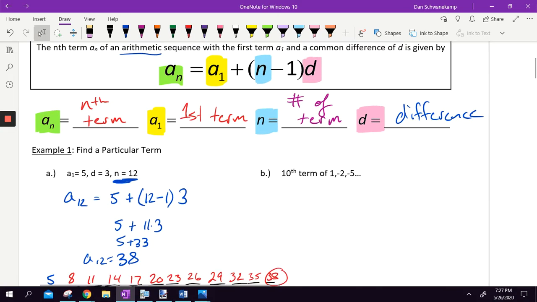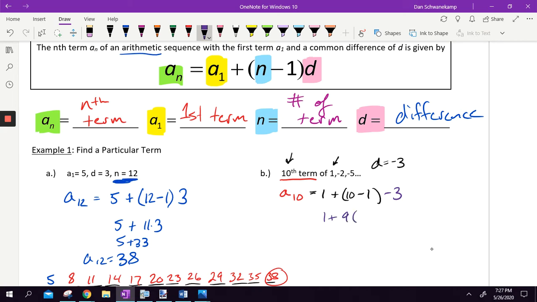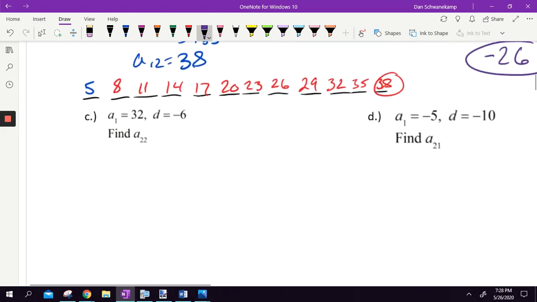All right, let's go to part B. A sub n, we're trying to find the 10th term. So we're finding a sub 10. A sub 1, which stands for the first number, so it's going to be 1, plus n minus 1, while I'm looking for the 10th term, so it's 10 minus 1, times my d. And my d in this case, it goes from 1, negative 2, negative 5. My d is negative 3, because I'm subtracting 3 each time. So 1 plus 9 times negative 3. So 1 minus 27. I get negative 26. That is the 10th term of this sequence. We could do it that way, or we could write it out if we want to get crazy. All right, let's look at the next one.